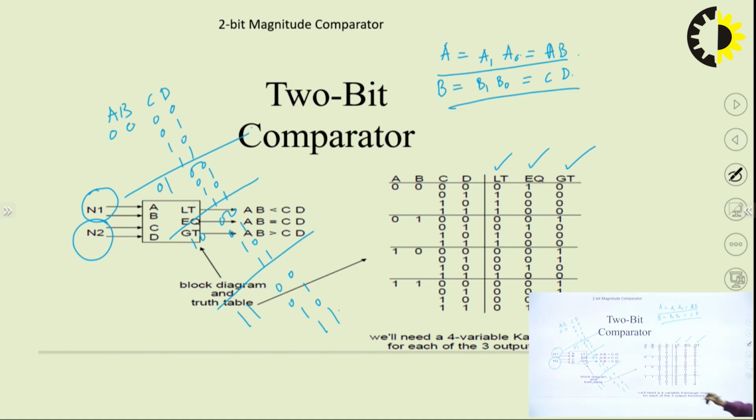So once this side is clear, I can make the outputs to the right side.